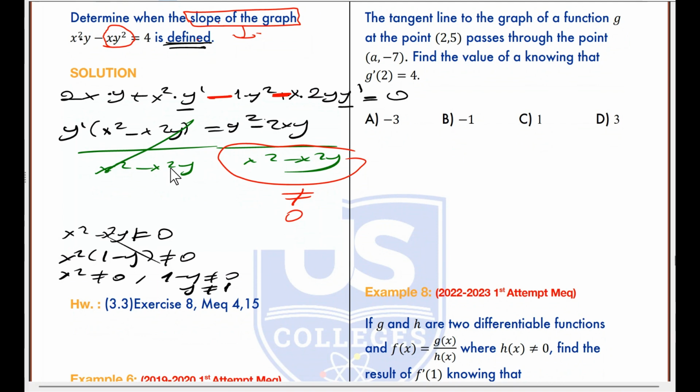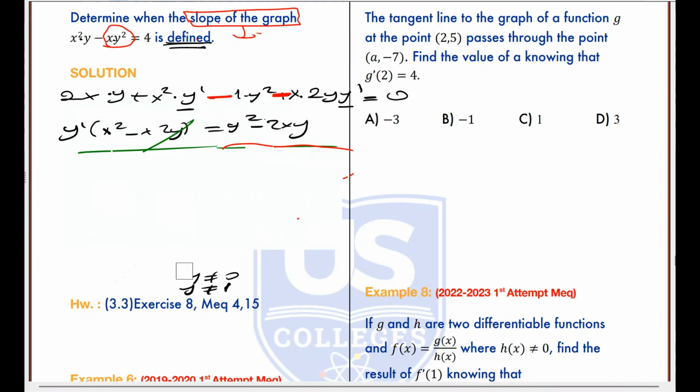I made a mistake here, I think. It's not x squared y, it's x 2y. Okay, let me redo this again. Here I was supposed to write x squared minus x 2y, which is 2xy.